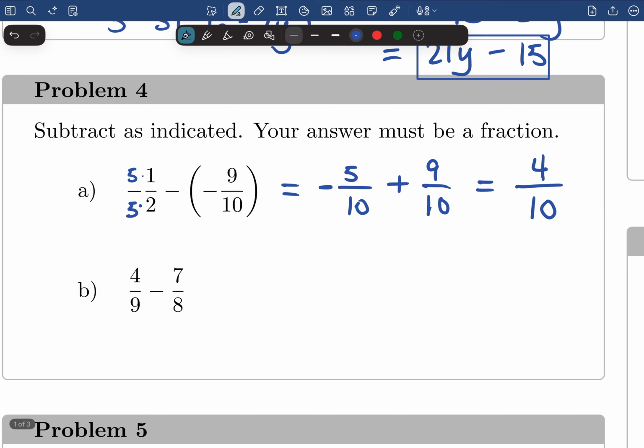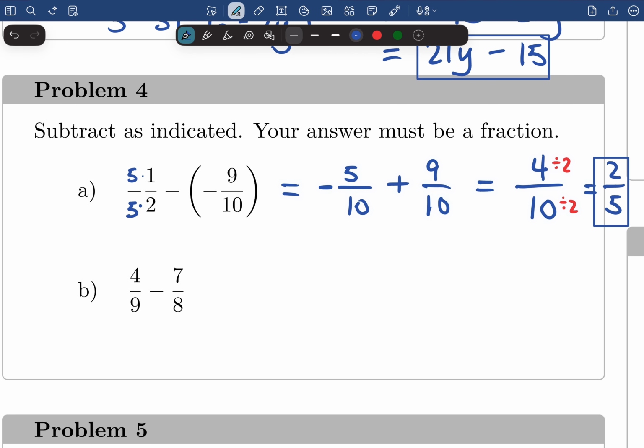Now we look at our result and we ask, is this fraction reducible? Can I reduce it? And yes, because both 4 and 10 are divisible by the greatest common factor of 2. And so let's go ahead and reduce the top and bottom so we get 2/5. And this is our final answer.